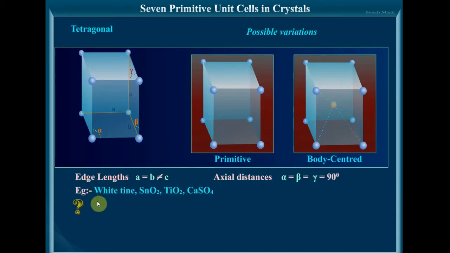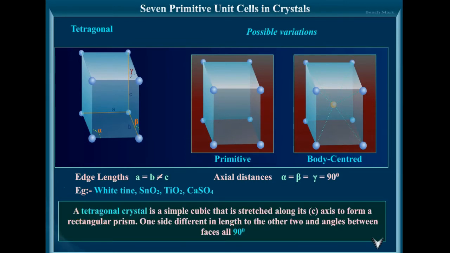As I had mentioned here, A is equal to B is not equal to C, but alpha, beta and gamma are the same as above, 90 degree. Examples are given here: calcium sulfate, SnO2, TiO2, etc. A tetragonal crystal is a simple cubic that is stretched along its axis to form a rectangular prism. One side is different in length to the other 2, and angles between faces are all 90 degree.